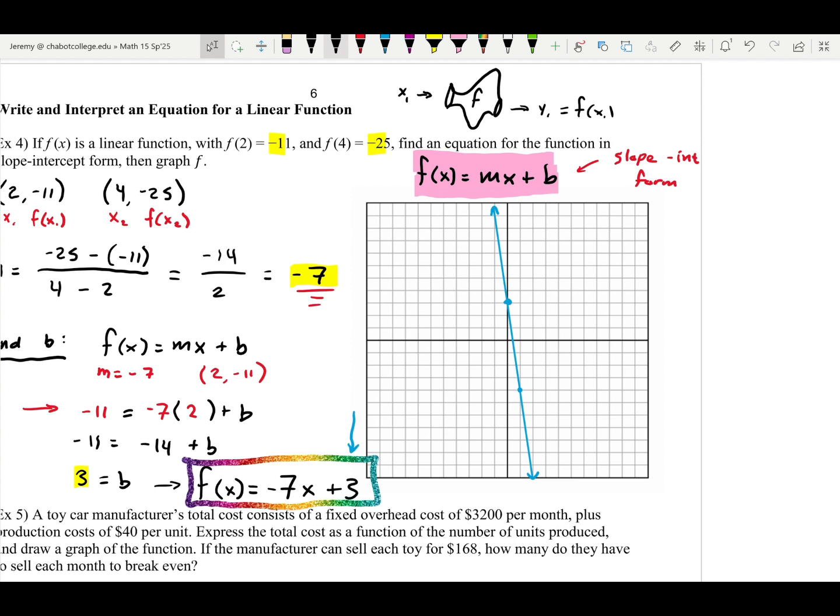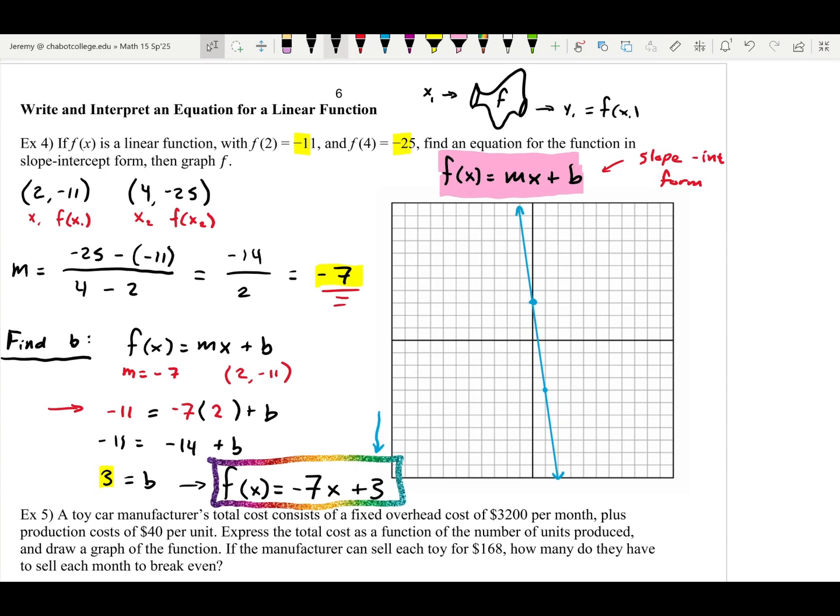Okay. And I can even kind of confirm using these ordered pairs, because I know that (2, -11) should be on this line. So if I find that ordered pair, go over 2 and then go down 11, that brings me to this point right here. Or maybe I'll mark it in a different color. Right there, that's the point (2, -11), which should be on the line, and sure enough it is.